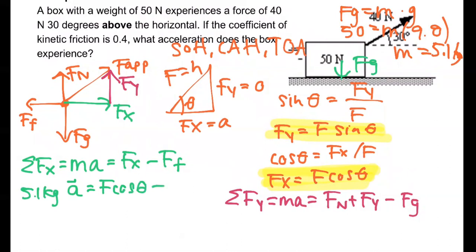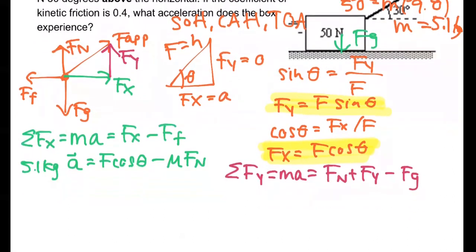Well, I don't know what my force friction is, but I do have the coefficient of friction, so I can say it's mu times force normal. But we don't know what force normal is. So we've got a lot of issues here. I don't have force normal to get to acceleration, so I have to solve for force normal before I can even do that. We're going to use the vertical side to do that.